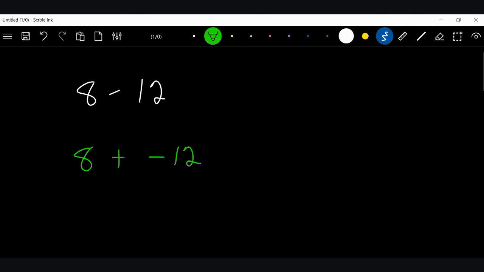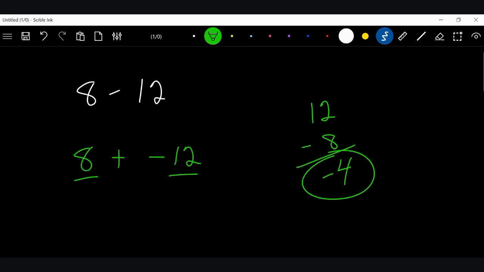And now we follow the rules of addition. What do the rules of addition tell us? Well, different signs, so we subtract and take the sign of the largest. 12 minus 8 equals 4. Which one's bigger, the 8 or the 12? The 12. And so we would take the minus 4. So the answer to that would be negative 4.